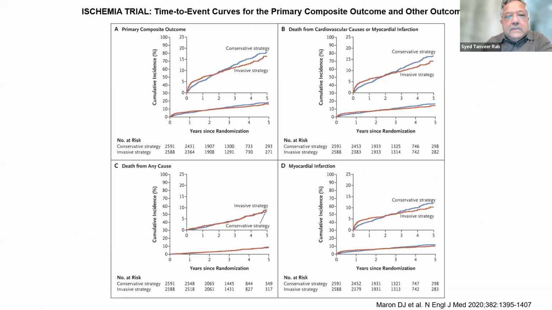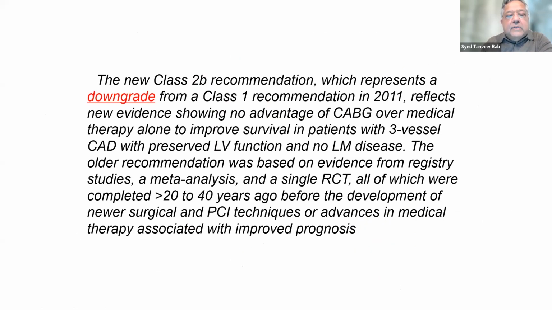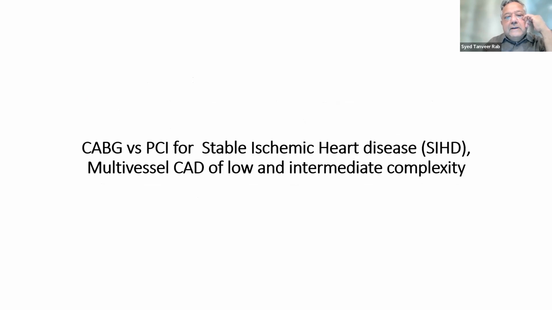So let's leave all that. The new class 2B recommendation represents a downgrade from the class 1 recommendation of 2011, reflects new evidence showing no advantage of CABG over medical therapy alone to improve survival in patients with 3 vessel CAD with preserved LV function, no left main disease. The older recommendation was based on evidence from registry studies, meta-analysis, and a single randomized controlled trial which was done in the 70s, all of which were completed 20 to 40 years ago, before the development of neurosurgical and PCI techniques or advances in medical therapy associated with improved prognosis.